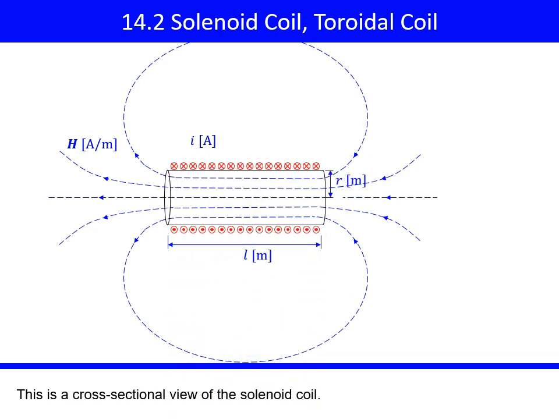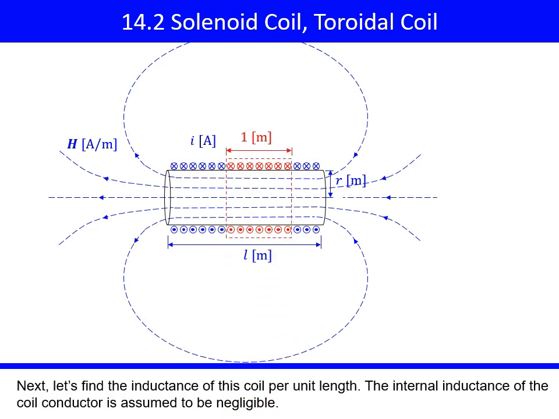This is a cross-sectional view of the solenoid coil. Next, let's find the inductance of this coil per unit length. The internal inductance of the coil conductor is assumed to be negligible.